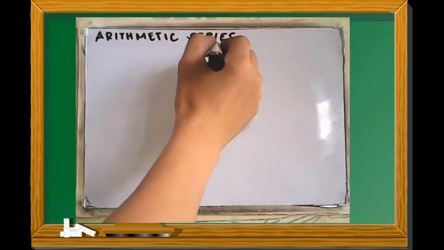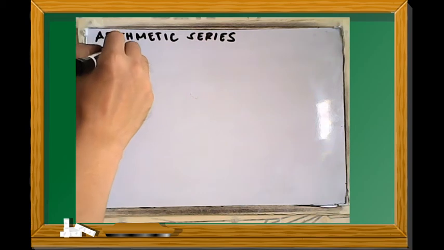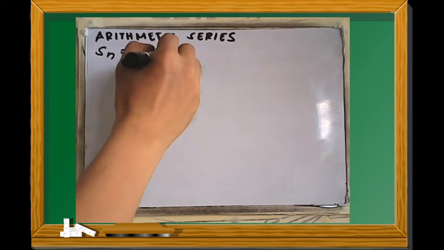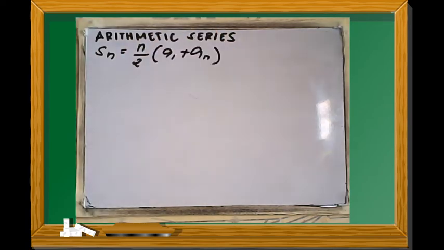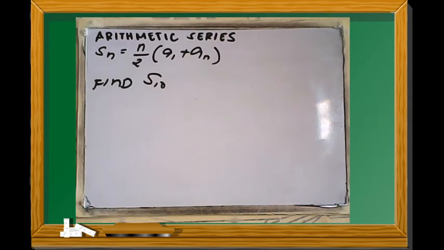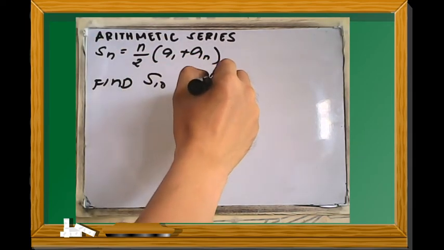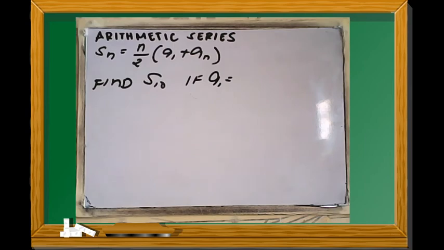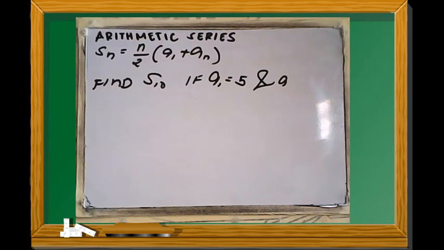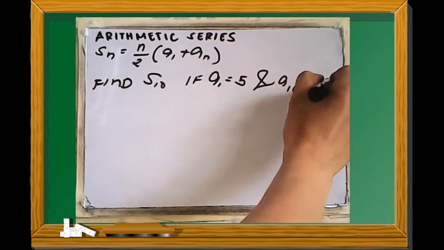So our formula is S sub n is equal to n over 2 multiplied by a sub 1 plus a sub n, or the last term. So find S sub 10 if a sub 1 is equal to 5 and a sub 10 is equal to 68.